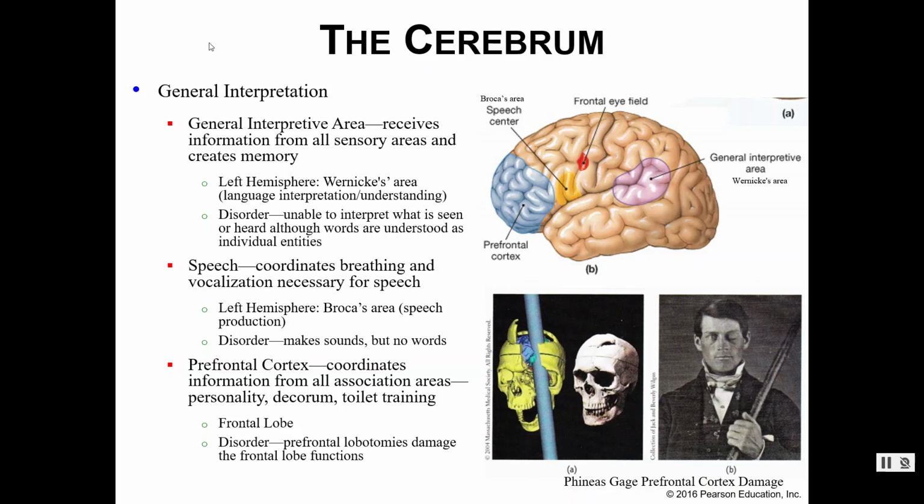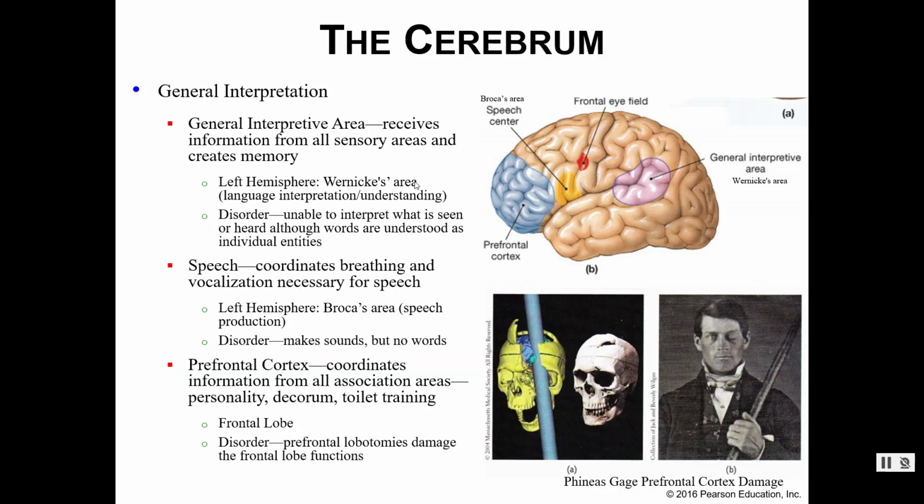Your cerebrum also contains what we refer to as your general interpretive areas. These receive information from all of your sensory regions to help you create memories. So you know that there are certain smells and tastes that you associate with certain memories. Maybe chocolate chip cookies remind you of your grandma because she always made you chocolate chip cookies when you came to visit. So you see chocolate chip cookies, you think of grandma. You smell chocolate chip cookies, you think of grandma.